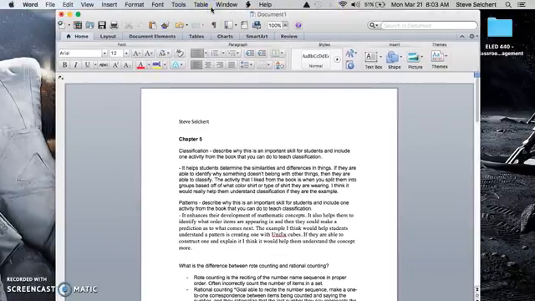Alright, so for chapter 5, just dive right in. Describe why classification is important. It helps students determine the similarities and differences in really anything. If they are able to identify why something doesn't belong with other things, then they are able to classify.